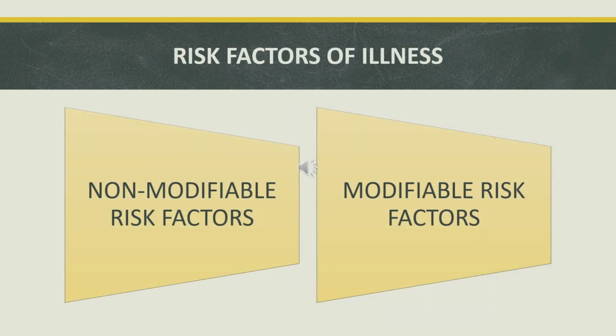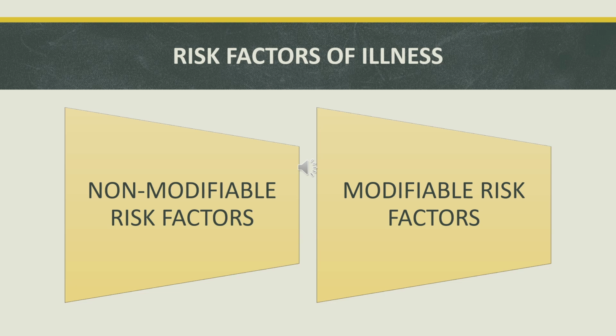Next, let us see what are the risk factors of illness. A risk factor means anything that increases the exposure of the individual or community to an illness or an accident. It means something which can worsen the illness. Here the risk factors are again divided into two types: non-modifiable risk factors and modifiable risk factors.